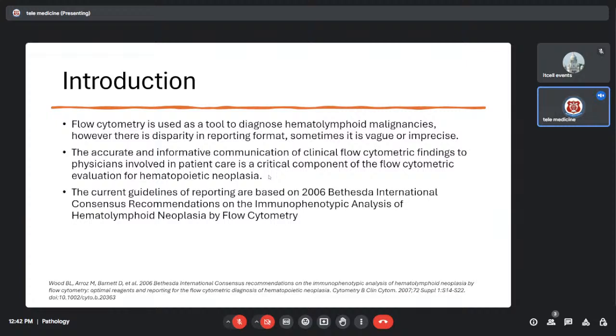Okay. So the current guidelines of reporting are based on the 2006 Bethesda International Consensus Recommendation. These are basically for acute leukemia and CLPs. For PNH we have a different consensus. For MRD in, like, myeloma, we have a different consensus. So what I am going to tell you in the next few slides is about the acute and CLPD, okay.